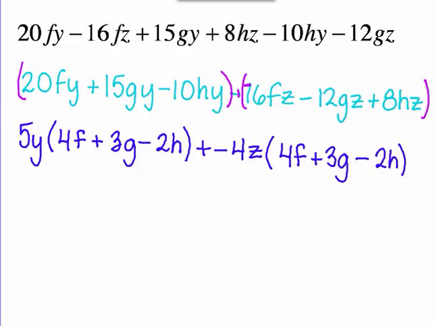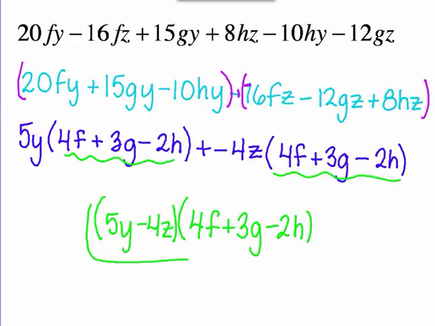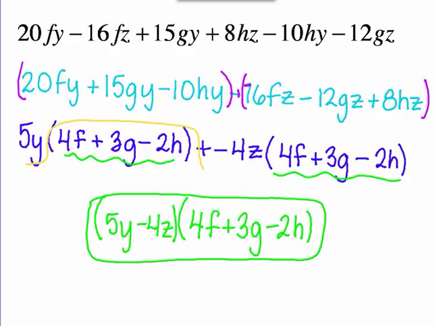Oh, and then what do you notice? The parentheses are the same, which is exactly what we wanted to have happen. So the parentheses are one factor. What's your other factor going to be? 5y minus 4z. Nice job. Okay. Remember the 5y minus 4z, if you didn't catch that? The 5y minus 4z comes from right here.